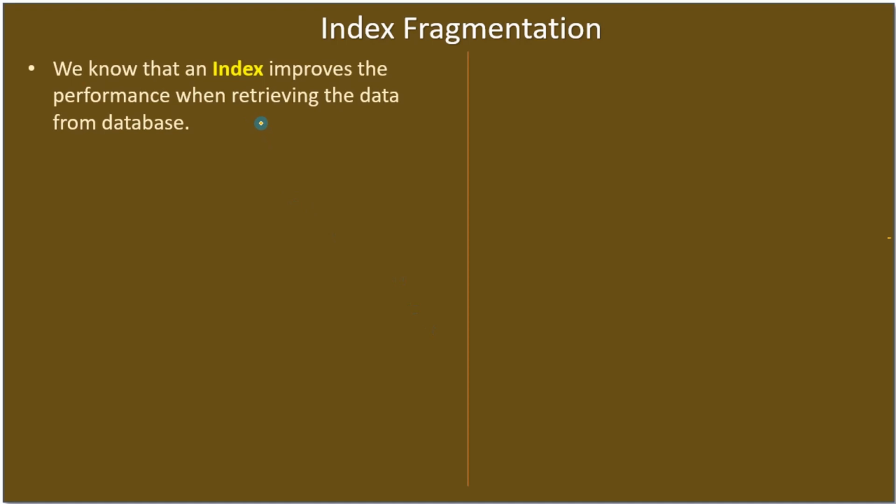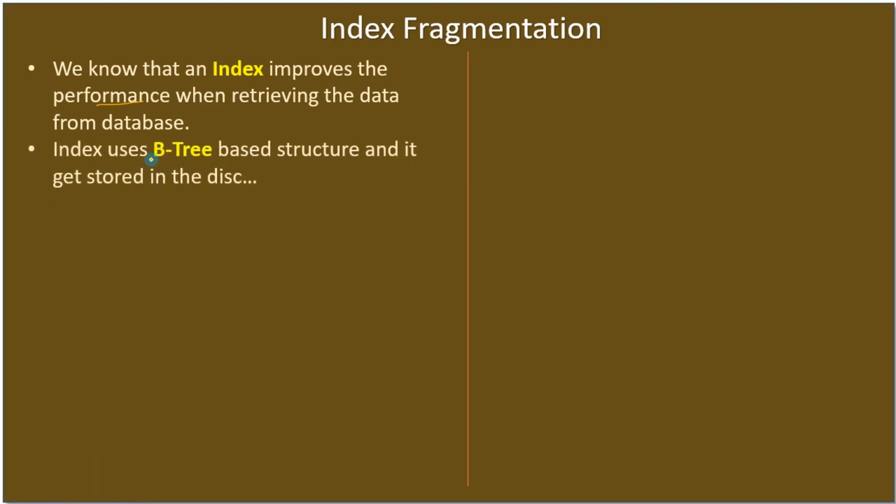We know that index improves the performance when retrieving the data from database. So the performance will be improved when we retrieve the data. So index uses B-tree based structure and it gets stored in the disk. So let's state that we have table X. In that table, we have a specific column that is indexed, and we will call this as index Y.